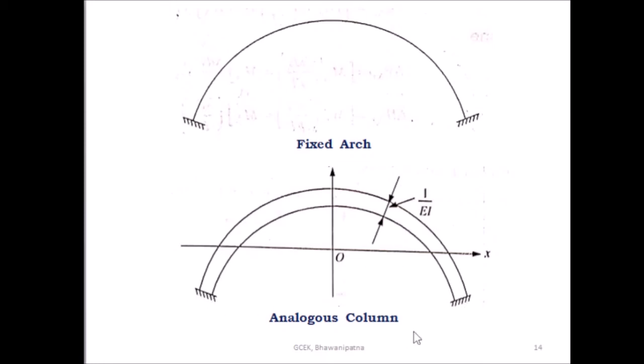Here also this end is fixed, this end is fixed, and here you have to take the thickness of the analogous column section as 1 by EI at any section. This is the centroid of the fixed arch, the analogous column section of the fixed arch.